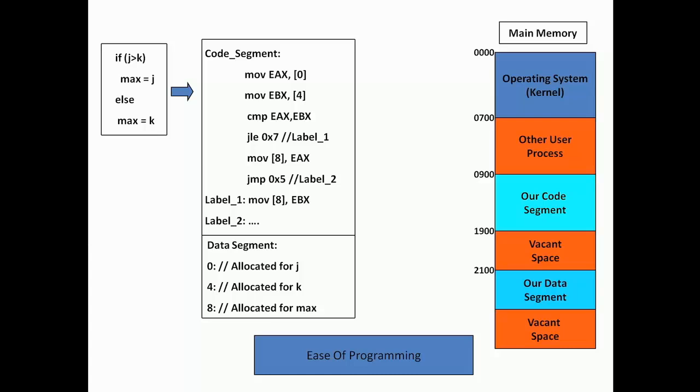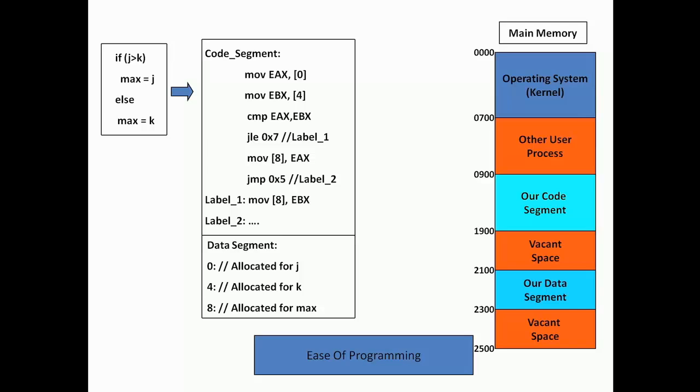So this is how a program looks. Let us take that C code: if j is greater than k, then max is equal to j, else max is equal to k. So what does this code do? It compares two numbers and stores the maximum of them in a variable called max.